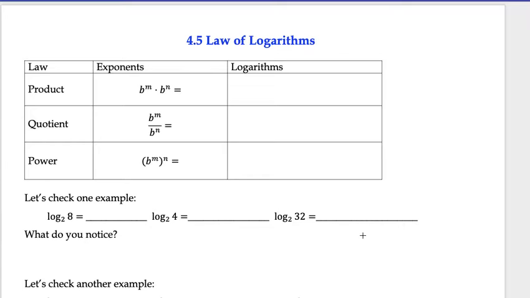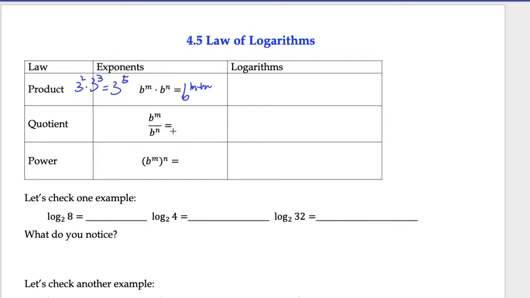Today we are going to discover some new properties of logarithms, and the title of this lesson is called Laws of Logarithms. If you remember, when we talked about exponents, we had several properties of exponents. The first one, for example: when we multiply two powers together, we add exponents. So in this case, it's going to be m plus n. For example, 3 to the second power times 3 to the third power is going to be 3 to the fifth power. We add exponents.